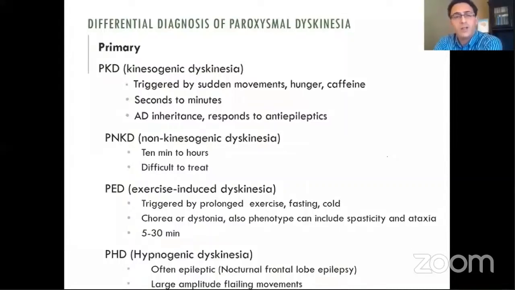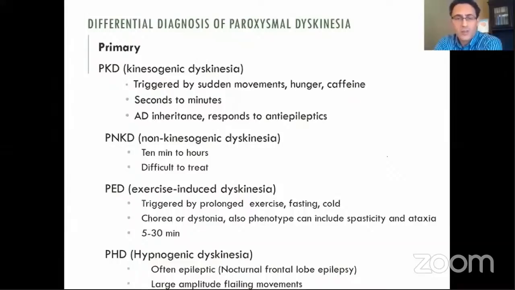Other big entities are paroxysmal non-kinesiogenic dyskinesias. These are not triggered by movement. They could be longer, last up to hours, and they don't respond very well to treatment. The third entities are paroxysmal exercise-induced dyskinesia. These are triggered by prolonged episodes of exercise, also by fasting or cold. Phenomenology include chorea or dystonia, but the phenotype can also include the spasticity and ataxia. Episodes last between 5 to 30 minutes.